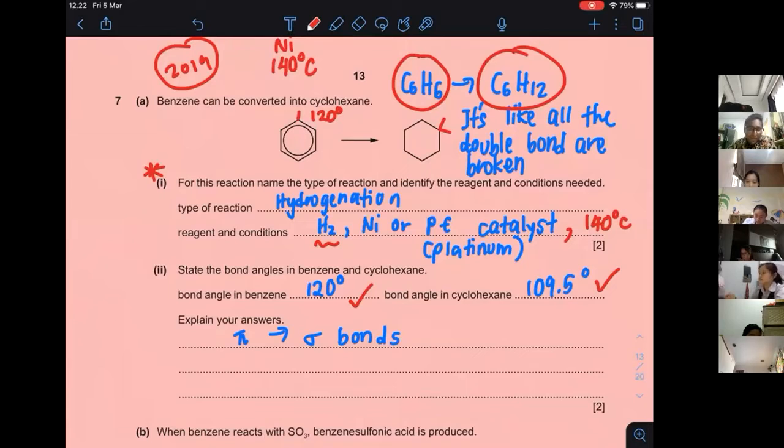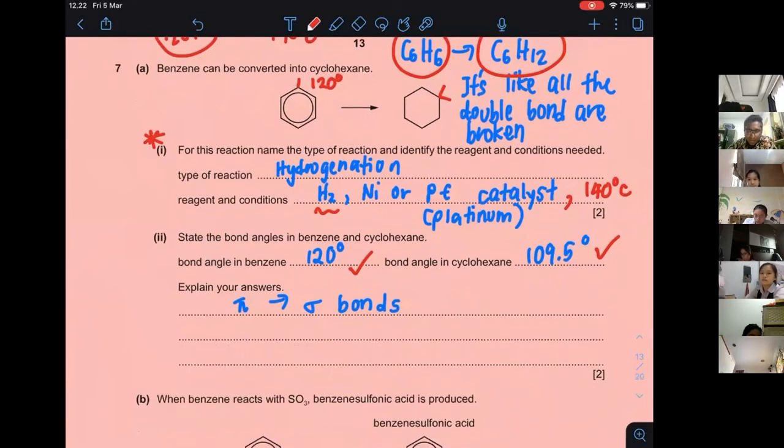So explain your answer. Basically, the 3 pi bonds are going to be converted into sigma bonds. Because there are sigma bonds, each carbon is going to be bonded to four atoms.